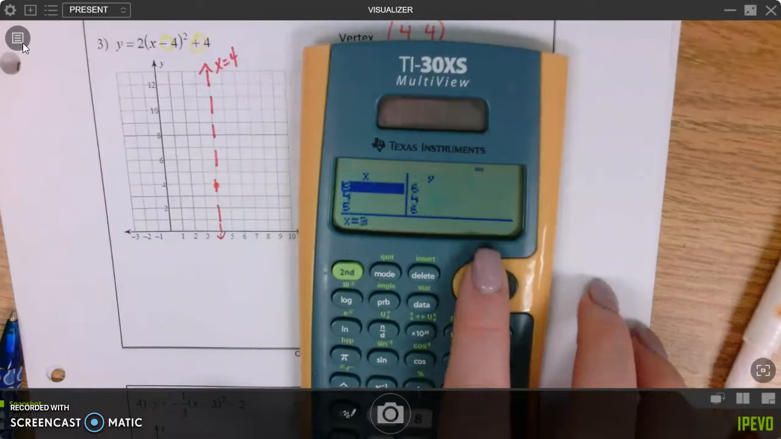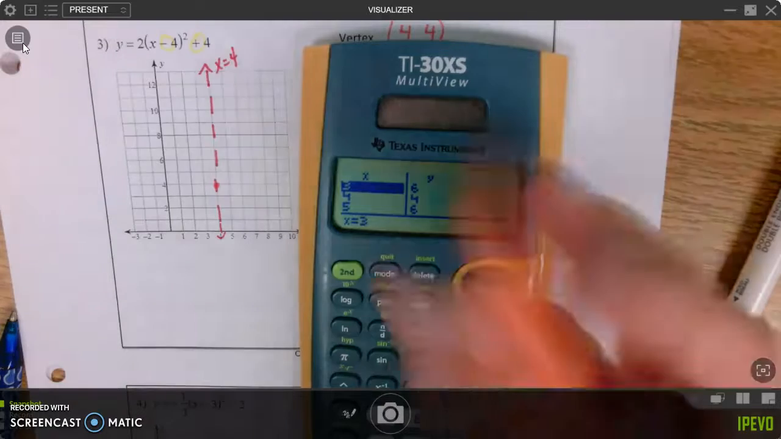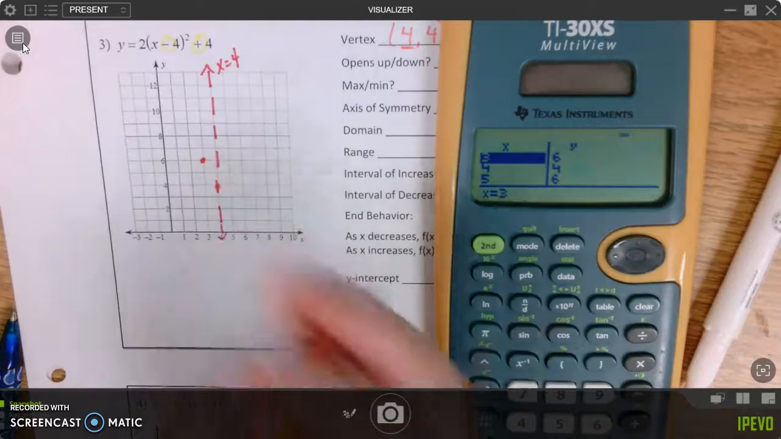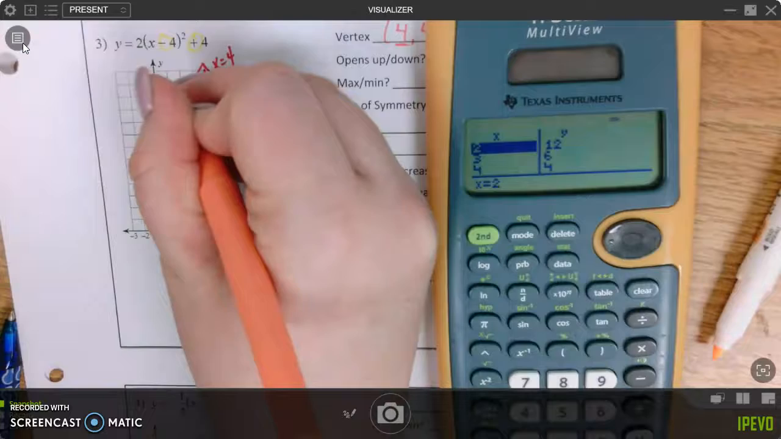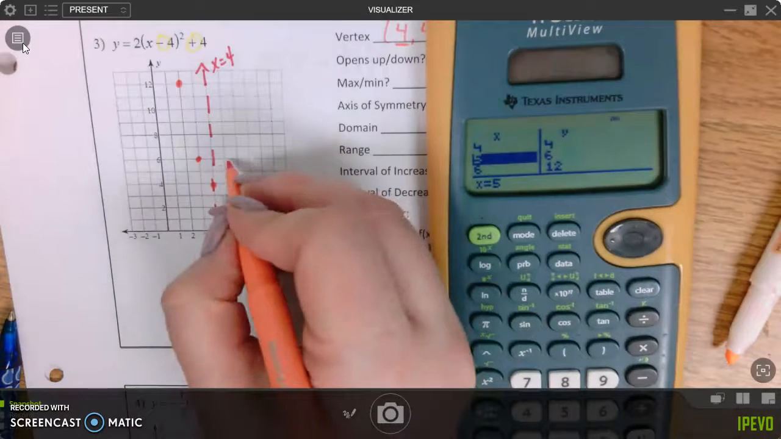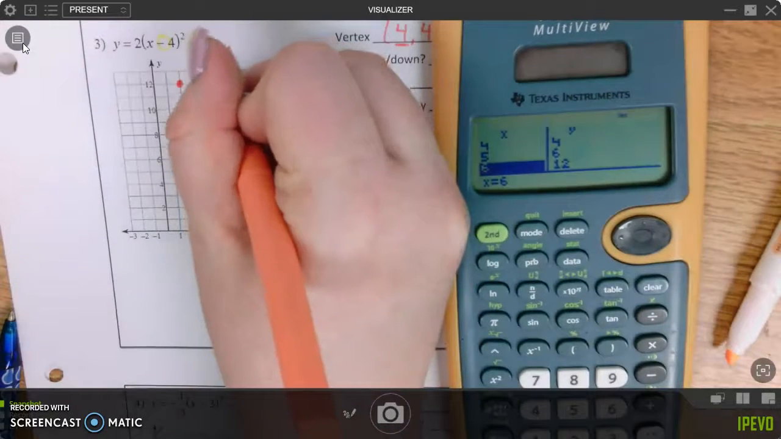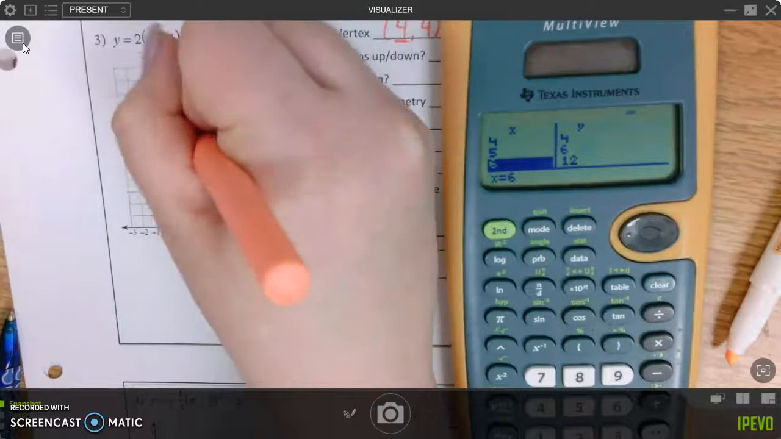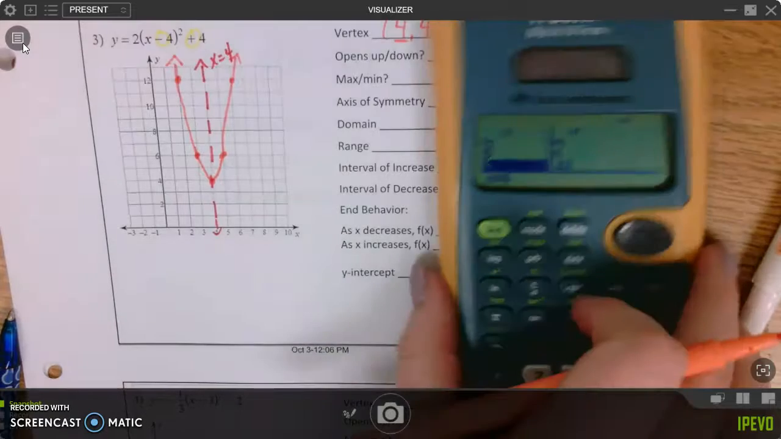So 2 points to the left. So we have (3, 6), and then (2, 12). And then you should have (5, 6), and then (6, 12). Kind of a skinny graph. Okay, so that's our graph.